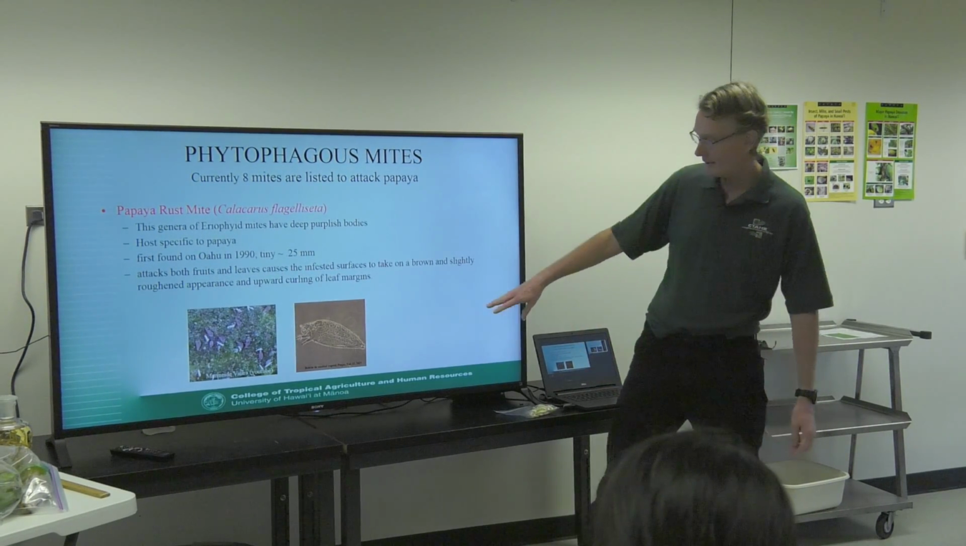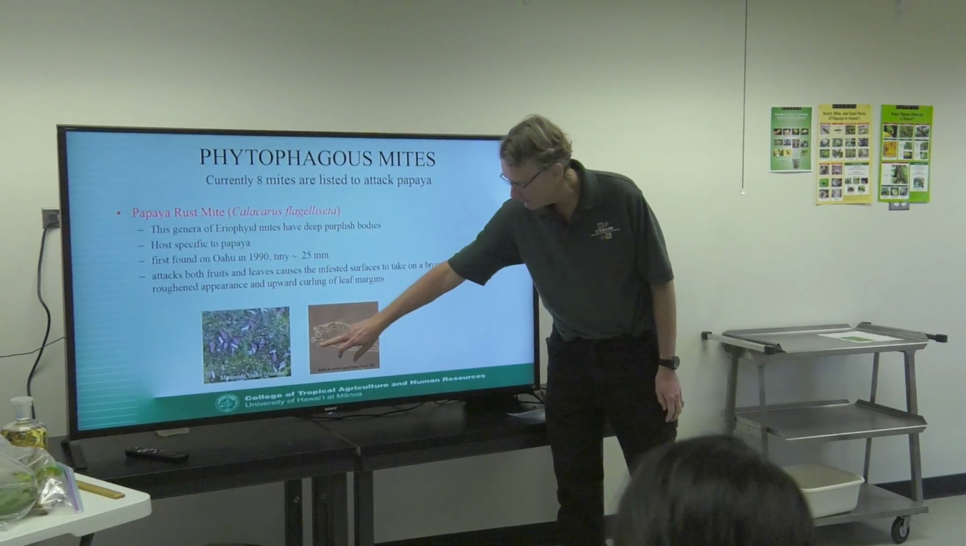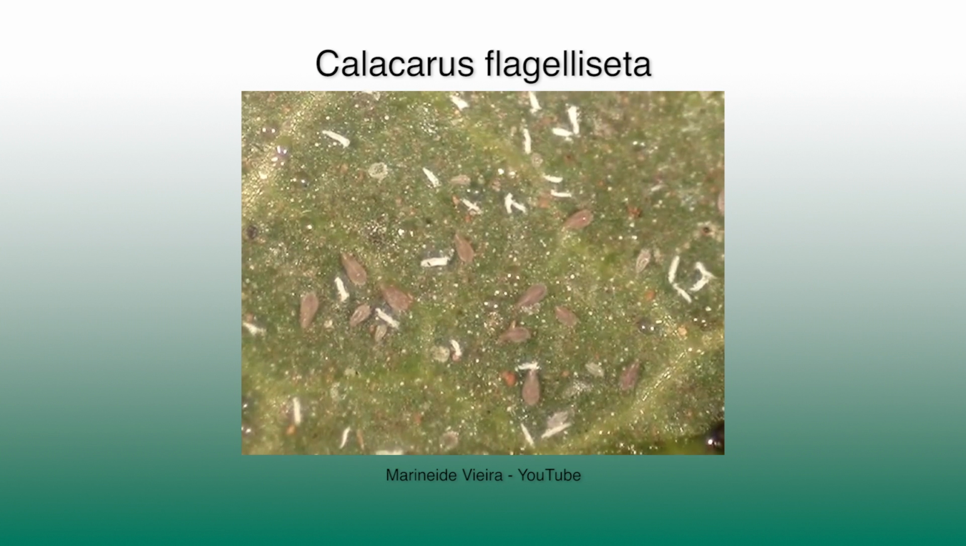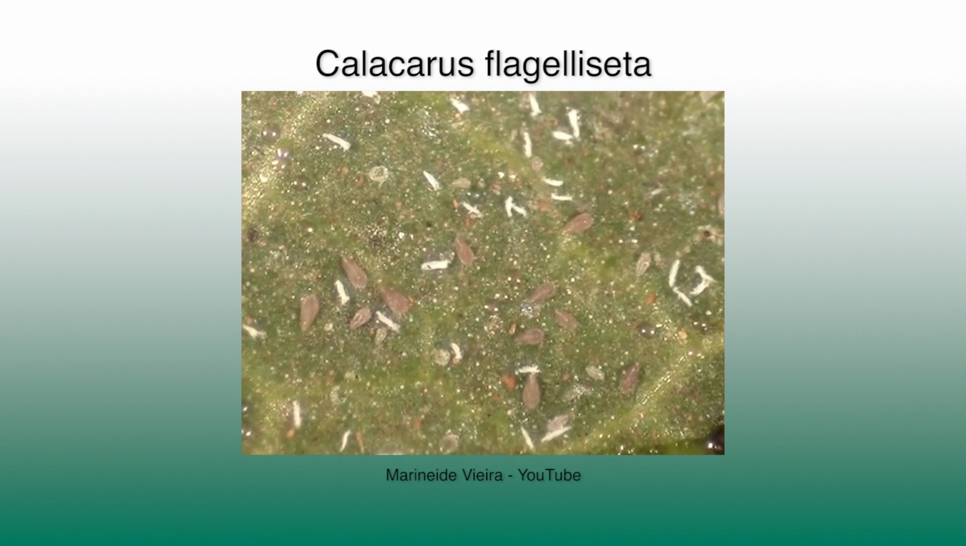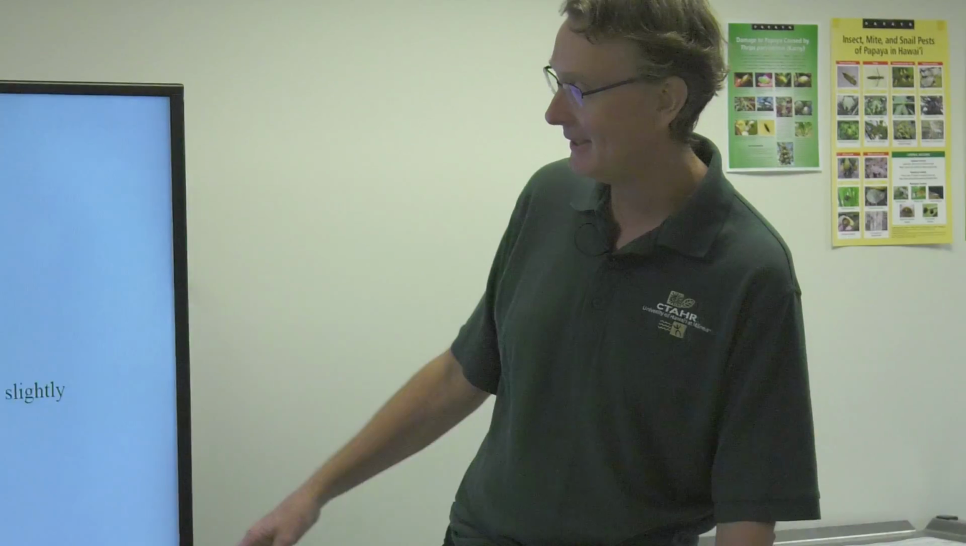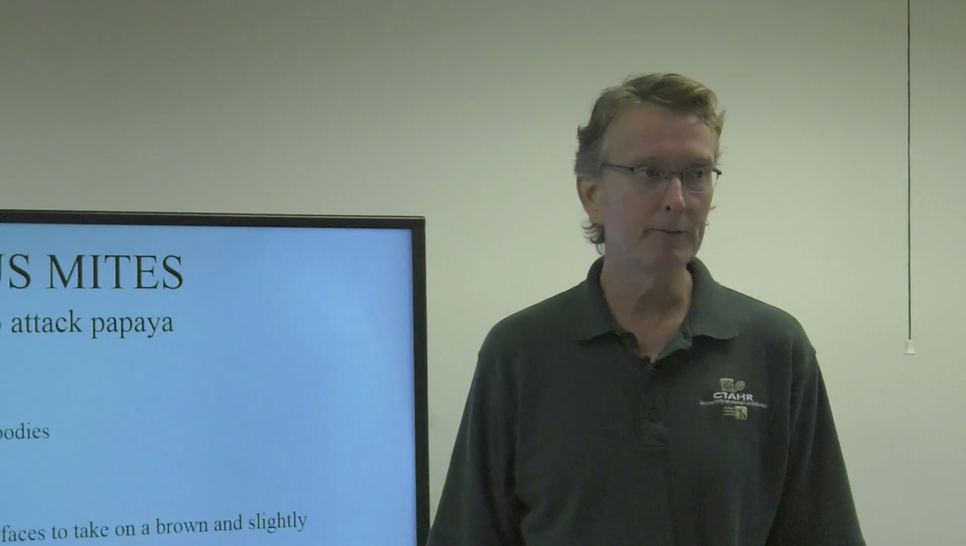They're pretty interesting. If you look at what they look like, they're kind of tubular. The legs are up in the front along with the head, and then they have this fat abdomen that they kind of drag around with them. So you can actually see them, what they look like. This particular mite, there's 8 mites that are listed to attack papaya. This particular mite, this papaya rust mite, is an Eriophyid mite.